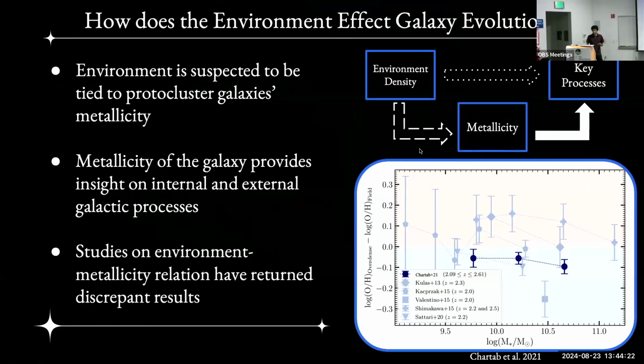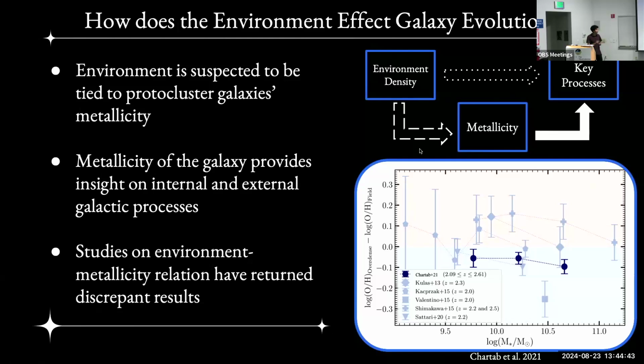One way that protoclusters help us understand the early universe is through galaxy evolution. The density of the universe around a galaxy, or the environment, has long been suspected to tie into the key processes that drive galaxy evolution. However, there is no direct correlation between environment density and the key processes. So we have to use metallicity as a bit of a go-between.